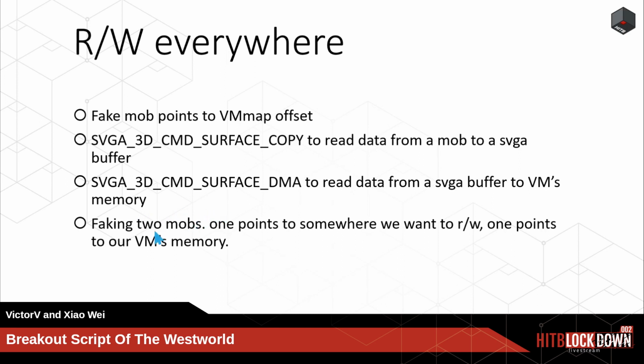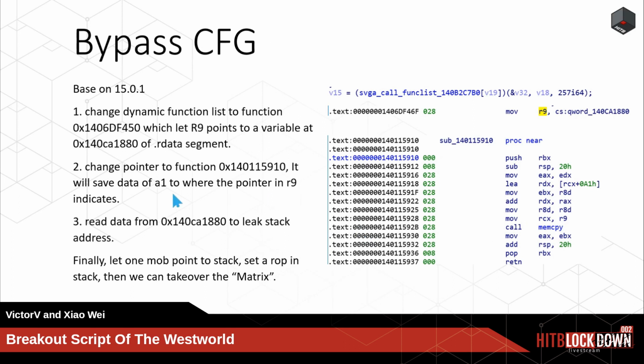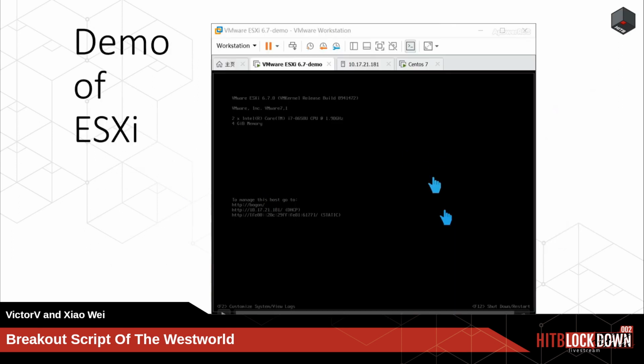So we can fake two mobs. One points to somewhere we want to read and write. One points to our guest's memory. After this, we can read and write everywhere now. As mentioned before, we use this skill to bypass CFG. Here is the demo of escaping from ESXi.